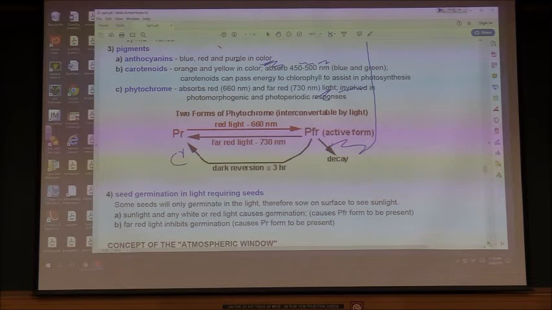Pigments. When plants absorb light, it's because they have pigments in them. The color of the pigment is the color not absorbed. Right? We have a group of pigments called anthocyanins. They are blue, red, and purple. Where do they occur?